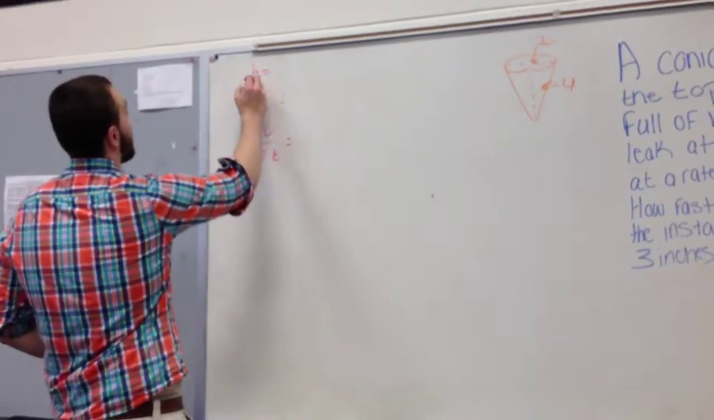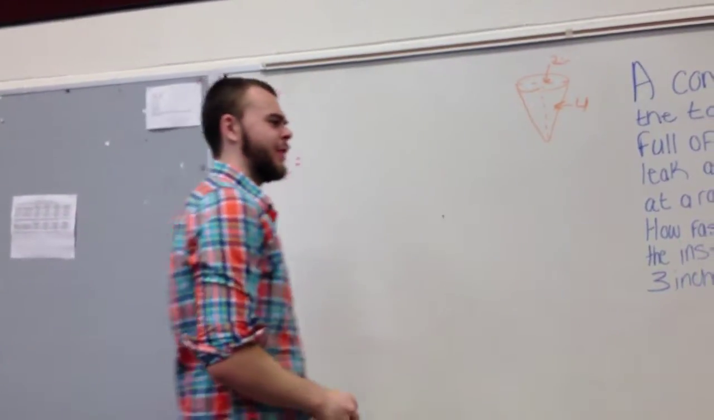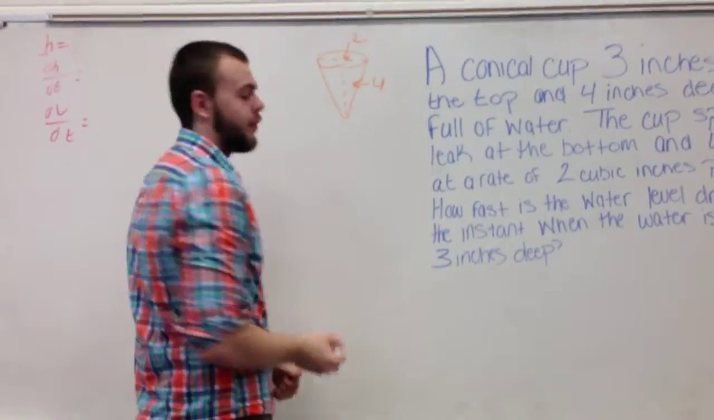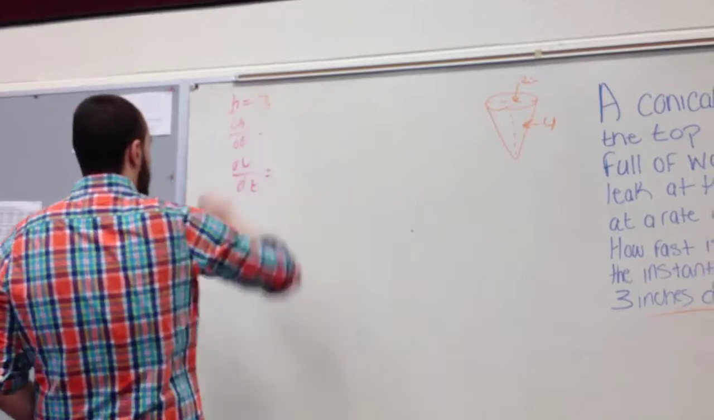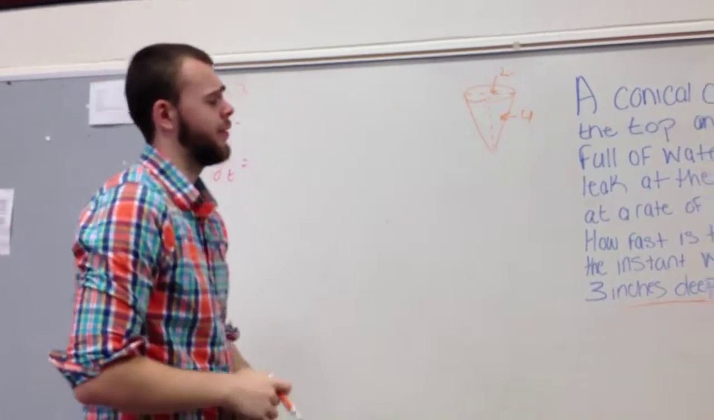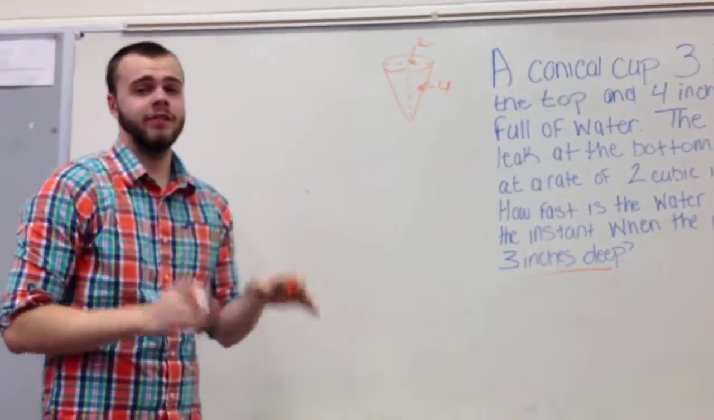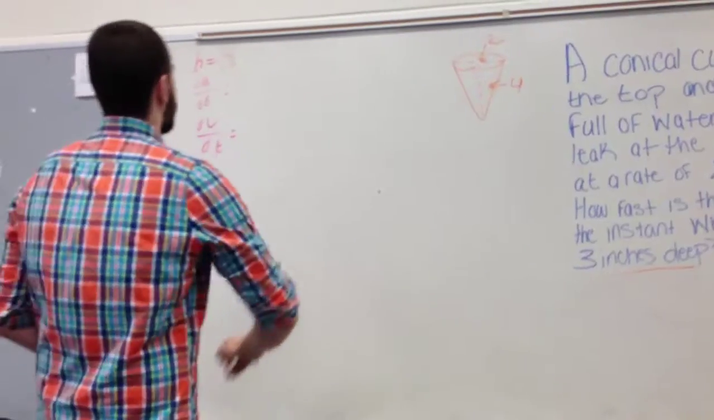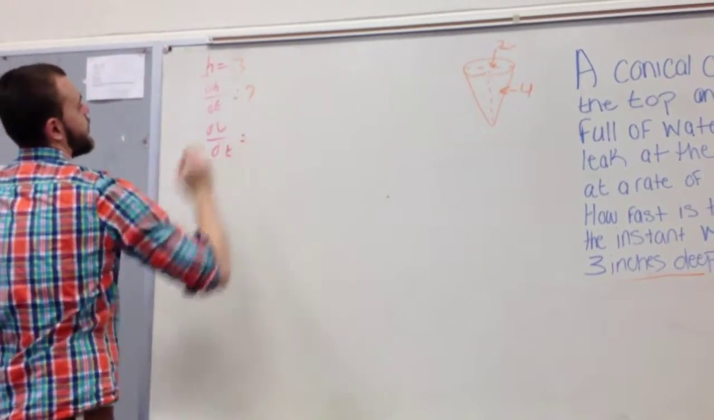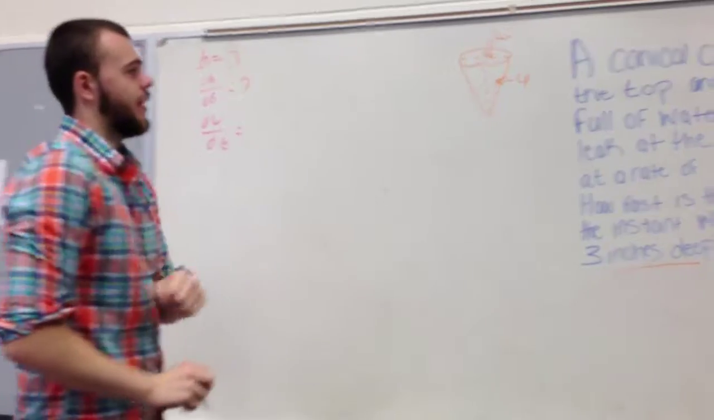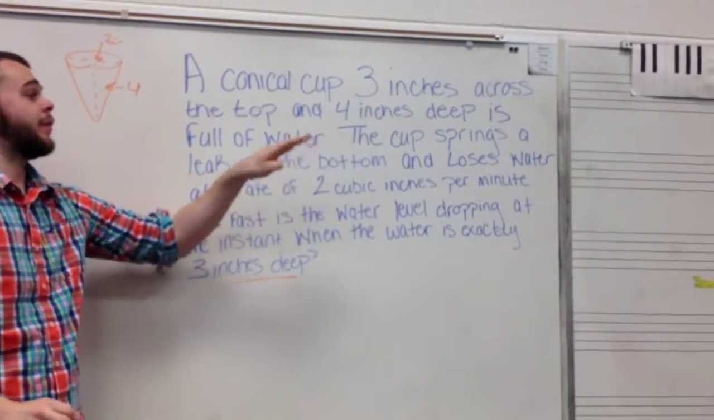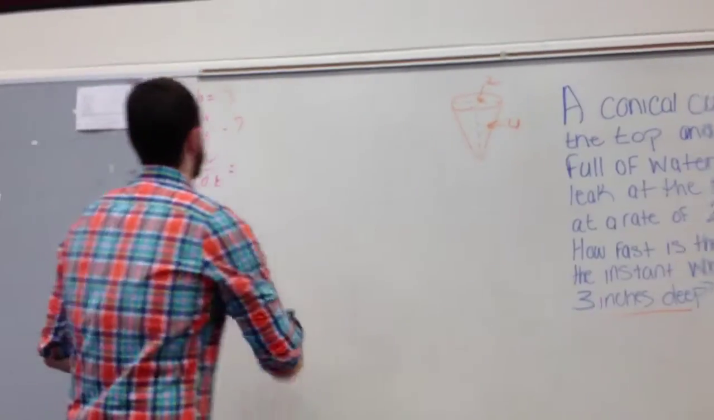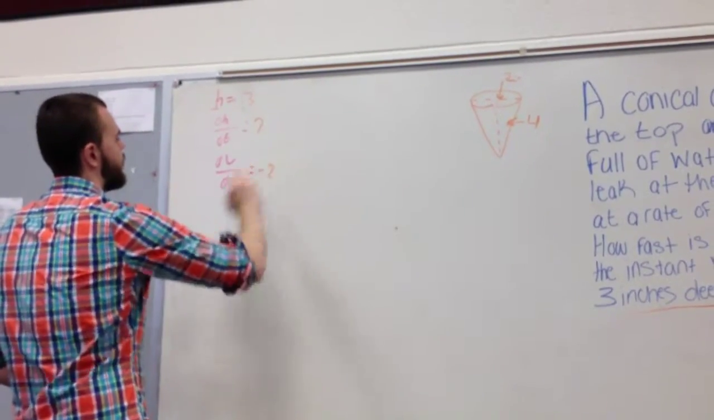All right, start off with h. So we know that we're trying to find it when the water is 3 inches deep. So our height will be 3. It is asking how quickly the water level is dropping. That will be our change in height, or our dh dt. This will be what we are trying to solve. And our change in volume is negative 2 cubic inches per minute. It will be negative because the cup is losing water. So our dV dt will be negative 2.